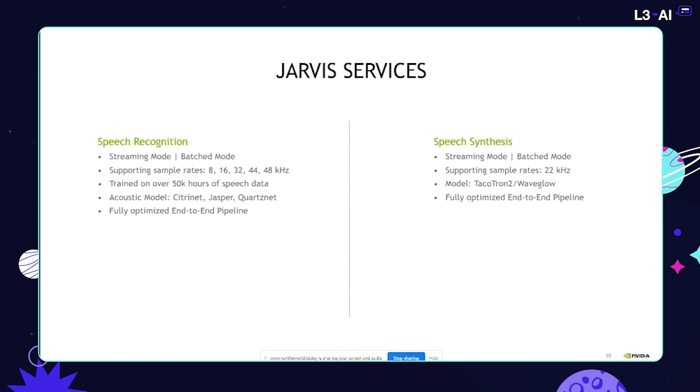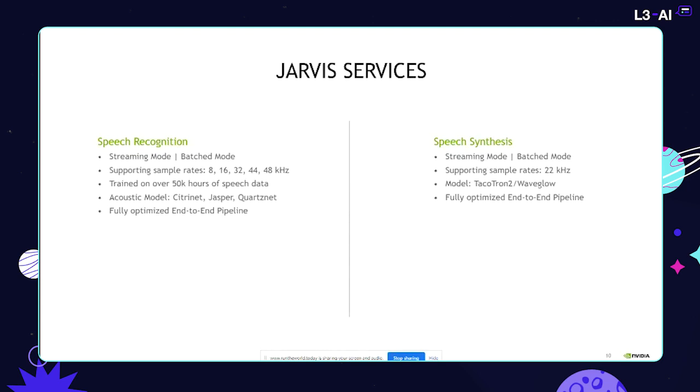The public release of ASR consists of CitriNet, Jasper, and QuartzNet as the available acoustic models. Similarly, the speech synthesis service can also operate in batch mode as well as streaming mode and is end-to-end optimized. The text-to-speech models are based on Tacotron 2 and WaveGlow architectures and have been trained on the LJ Speech dataset.